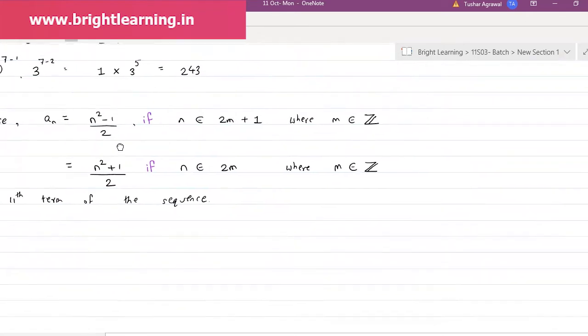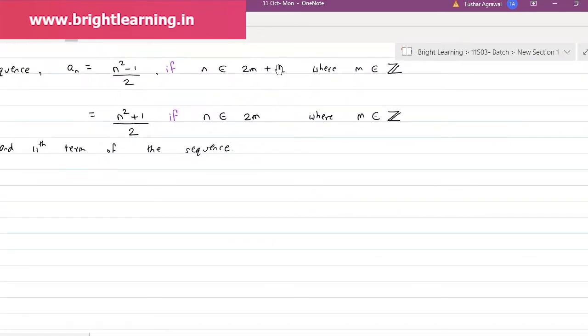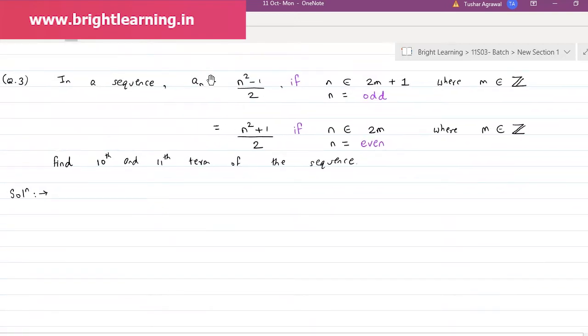So the basic interpretation of 2m plus 1 and 2m: 2 times some integer plus 1 means n is odd, and 2 times some integer means n is even. Whatever position you are looking for, if it is an even position number, use the second formula. If it is an odd position number, 2 times integer plus 1, use the above formula. Got the interpretation of the question?